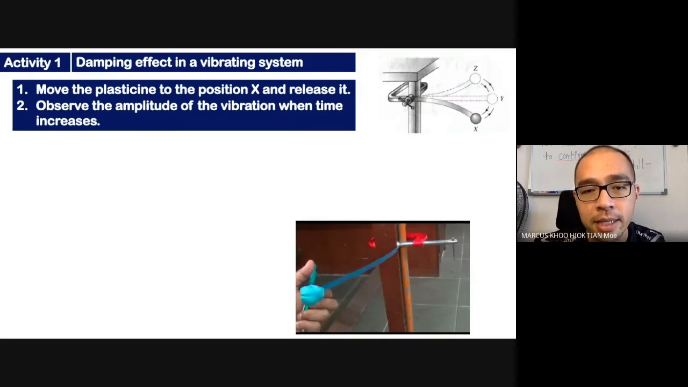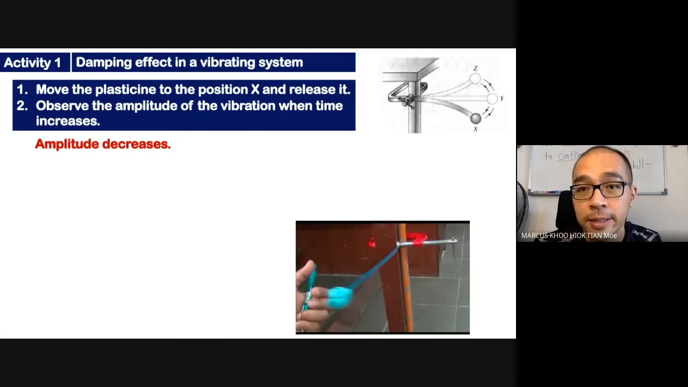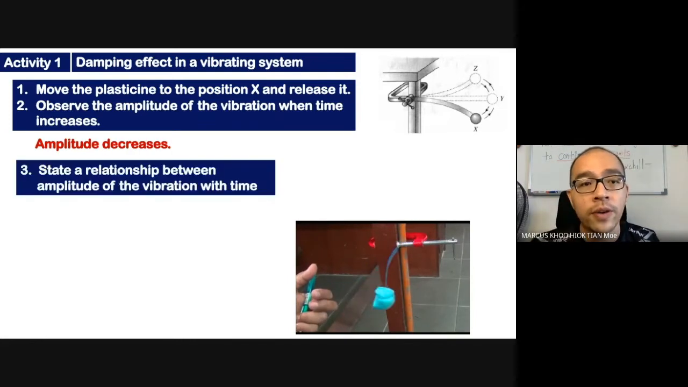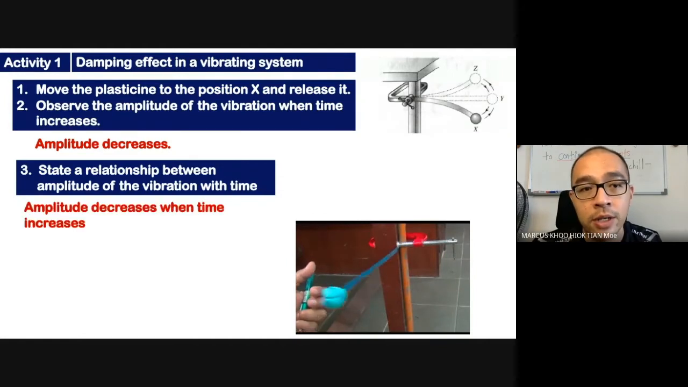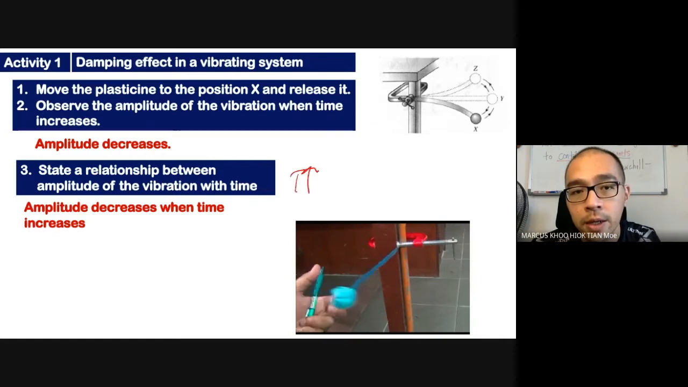If you have a plasticine on a saw blade, and then you oscillate it back and forth, you're going to find that the amplitude of the vibration is going to decrease. And so we find that there's a relationship between the amplitude of the vibration with time. The amplitude decreases when time increases. The bigger the time, the smaller the amplitude.